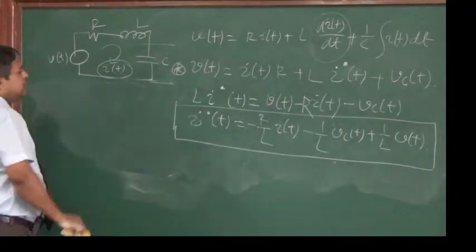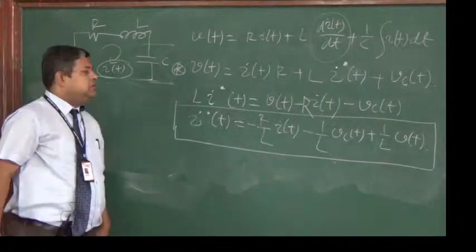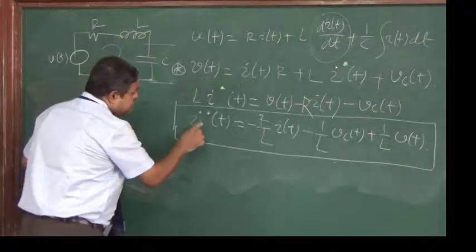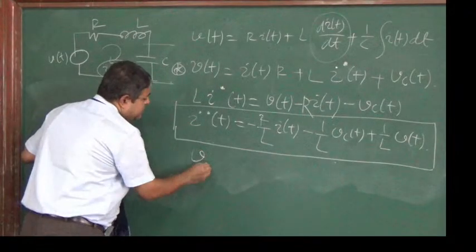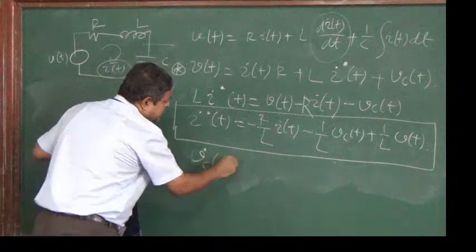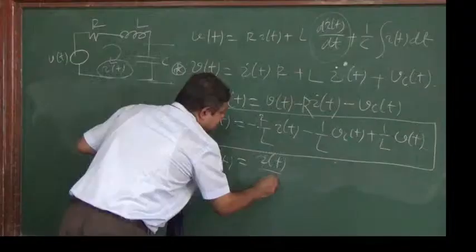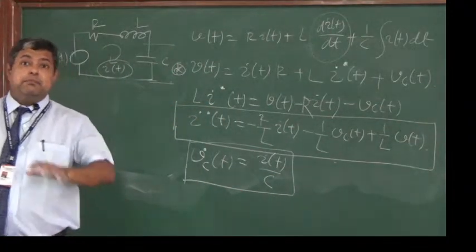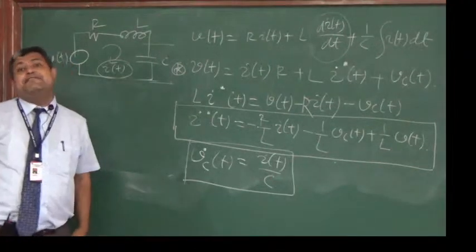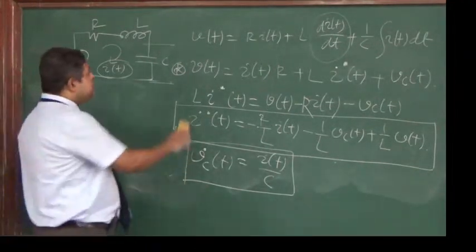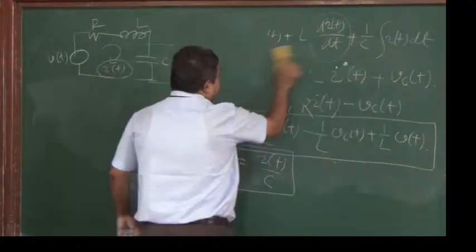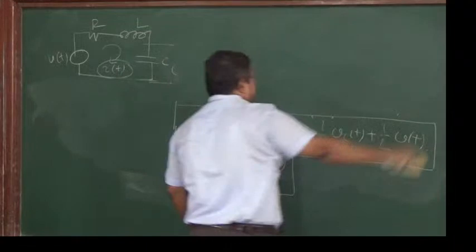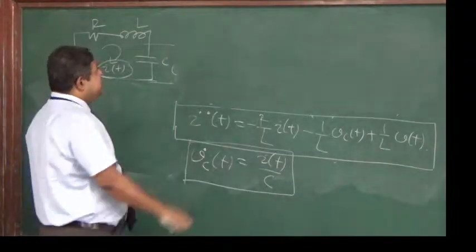So the first equation is i dot t is equal to minus R by L i(t) minus 1 by L v_c(t) plus 1 by L v(t). The second equation, which was already done, is v_c dot t is equal to i(t) divided by C. Now if we write these two equations in matrix form, that itself becomes the state variable system model. So how to write these in matrix form? That is the trick, and only from these two equations can we get what is called a state variable model.